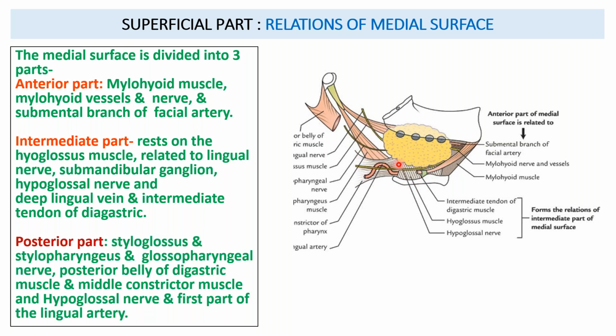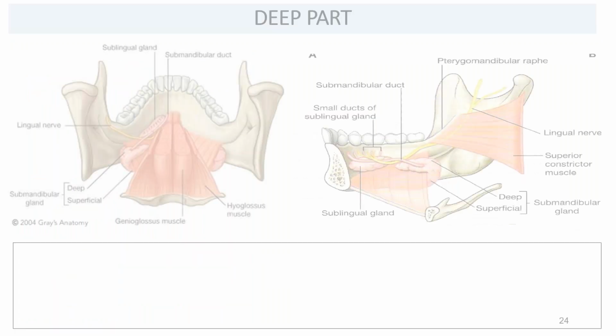The posterior part, let's see the posterior part. The posterior part will be related to the styloglossus muscle, and will be related to the glossopharyngeal nerve. This is the glossopharyngeal nerve which is related, along with the posterior belly of the digastric muscle, and the hypoglossal nerve as well, along with the first part of the lingual artery. This is the lingual artery. So these are the relations of the medial aspect of the superficial part of the salivary gland.